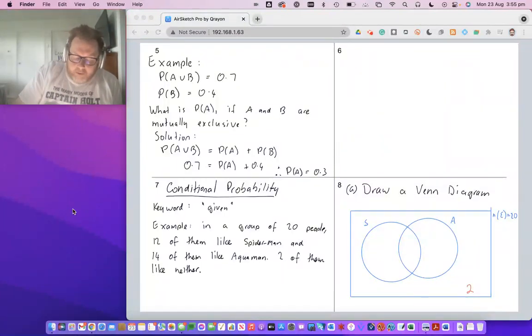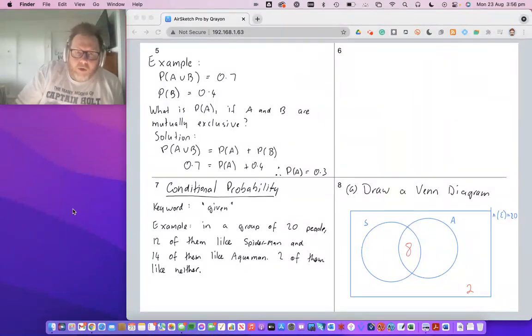However, if you have a look at the numbers here, I've got 12 of them like Spider-Man and 14 of them like Aquaman. So that's a total of 26. So if the Venn diagram is supposed to, or the circles are supposed to, represent 18, but in fact we've got 26, that means that there's an overlap of 8. So that must be the intersect, since the intersect is the overlap. So there's 8 in here.